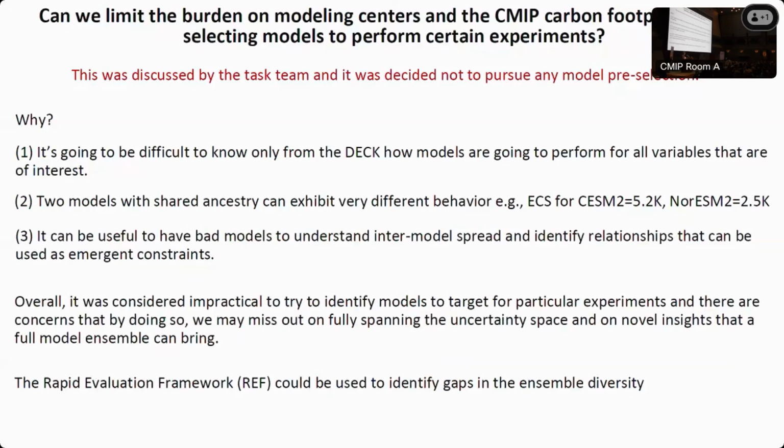And so overall, it was considered kind of impractical to try to identify models to target for particular experiments ahead of time, and there were concerns that if we did so, we might not span the full uncertainty space with the ensemble. But maybe the rapid evaluation framework can be used to identify gaps in the diversity of models that have performed experiments and target individual models to encourage them to run experiments that may be missing.